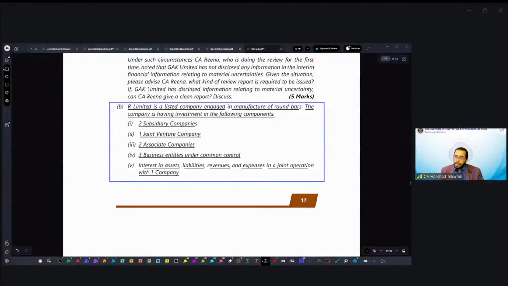See, first of all, is every entity a subsidiary? In our given question, is each and every entity a subsidiary? There are two subsidiaries, one joint venture, two associate companies, and three business entities under common control. Now, what accounting standard or Ind AS will you apply here? Can anyone tell me which Ind AS you will apply for the consolidation?